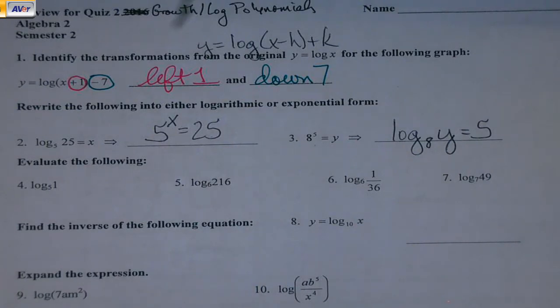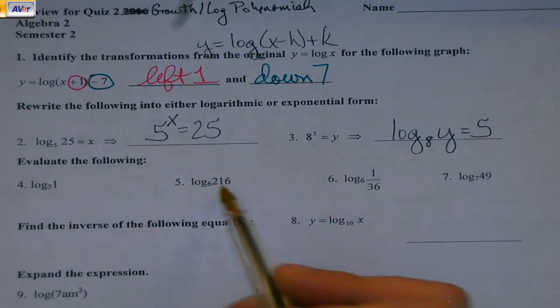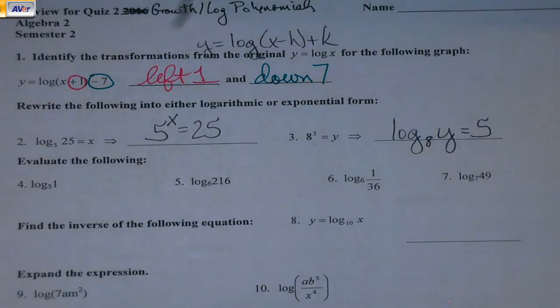Evaluating. Now let's be honest. I've shown you this two ways, and I know most of you aren't going to look at these and go 5 to what power is 1 and 6 to what power is 216. Even though you could play with the calculator a bit, because we're usually nice and they usually end up being whole numbers, so it won't be that big of a deal. But just in case, we're going to take a peek using change of base.